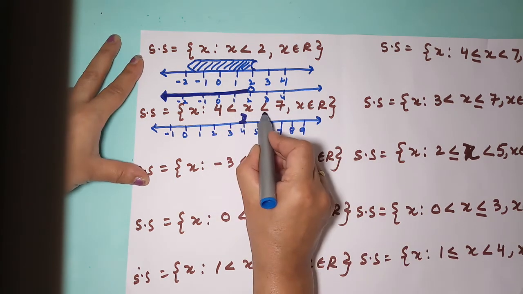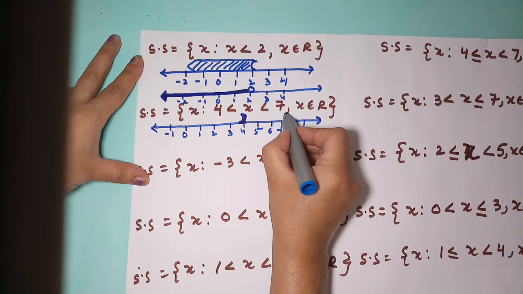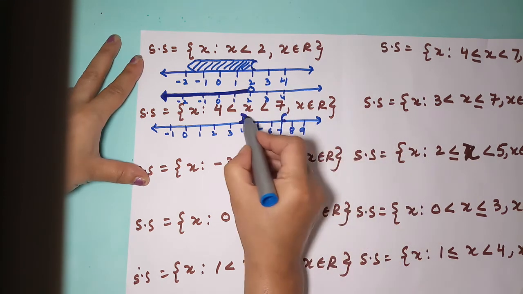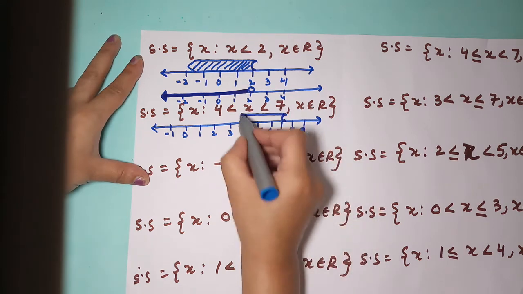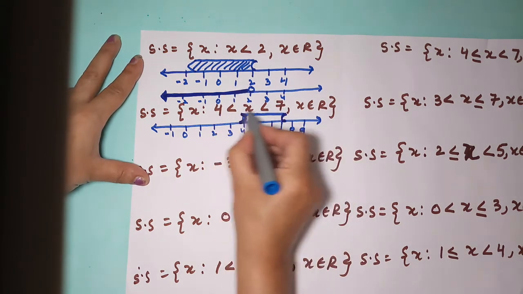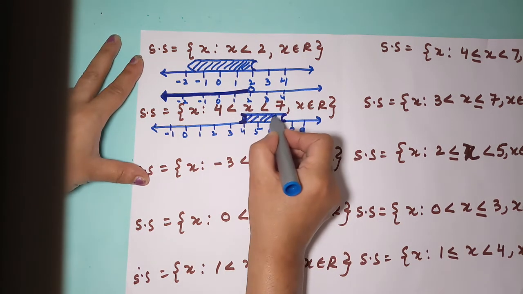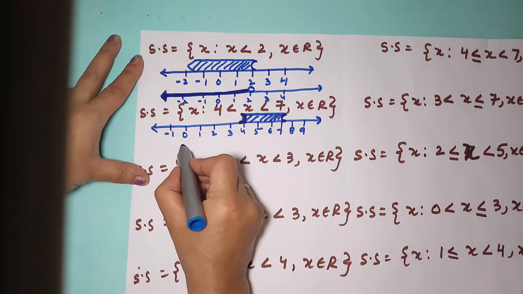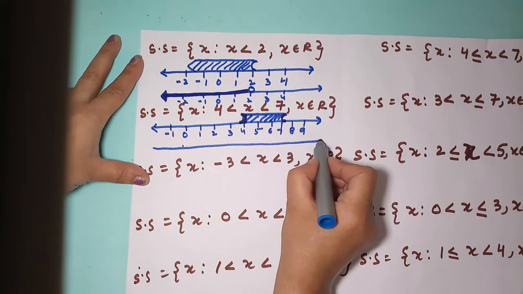So then go to 7. There is no equality sign over here. So what will we do? We'll put an arc like this. Join this. This is my representation of this set. So what can be the other way of representing this?